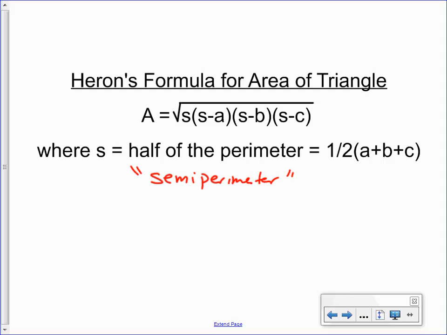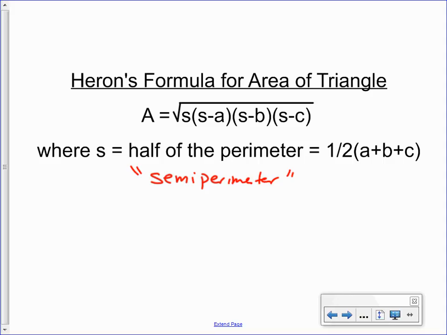Okay, so the semi-perimeter: add up all the sides, take half. The formula says the area is the square root of the product of the semi-perimeter times the difference of each side from the semi-perimeter. The semi-perimeter will always be bigger than all of the three sides, so you just find the difference from each side and multiply it all out. Easy day.